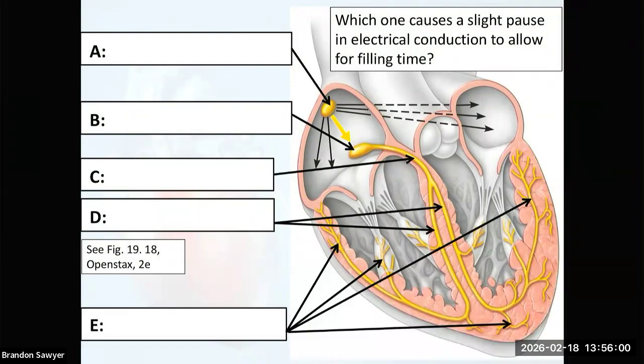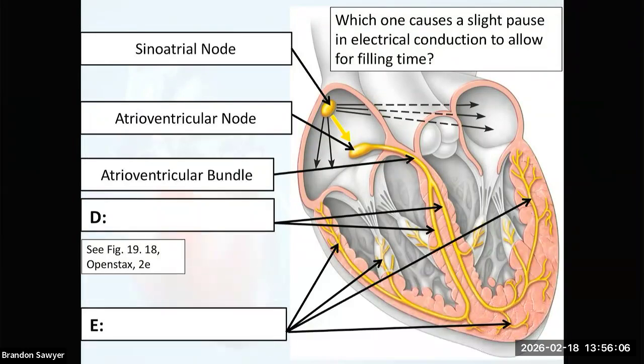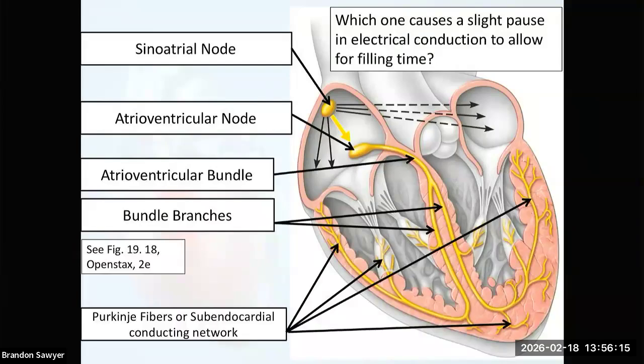A is the sinoatrial node, the SA node. B would be the AV node. C, we've got our atrioventricular bundle before it splits into two. Then we've got our bundle branches. And finally, the Purkinje fibers, also known as the subendocardial conducting network. The answer for the question here is B, the AV node.